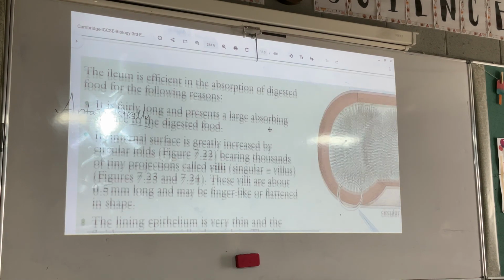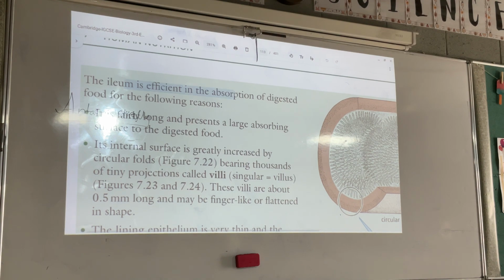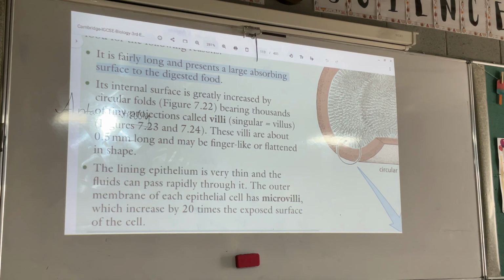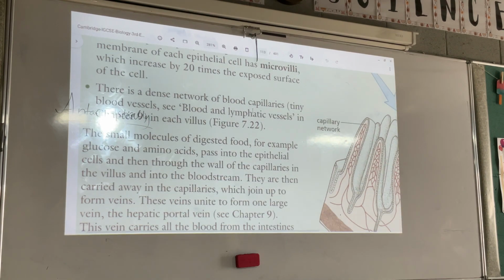So what is the function of ileum? It's for absorption of digested food, right? One of the reasons why it absorbs most of the digested food is because of smaller size, higher surface area, faster absorption. Get it? And then what you have to know.